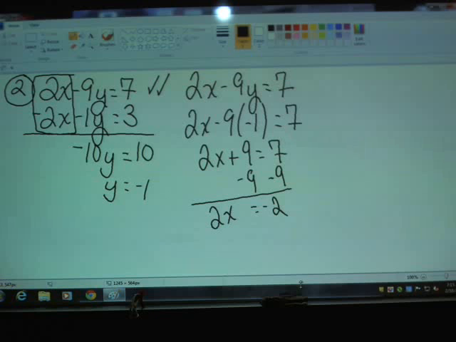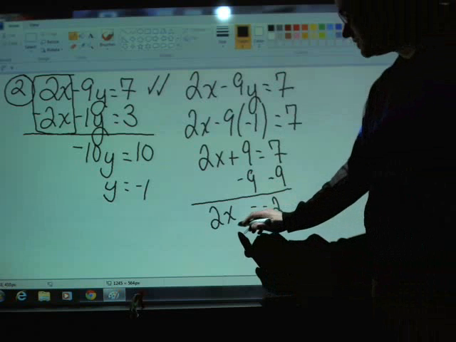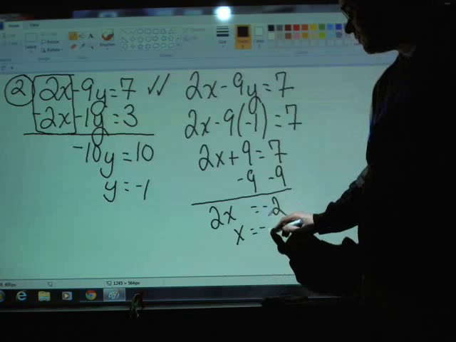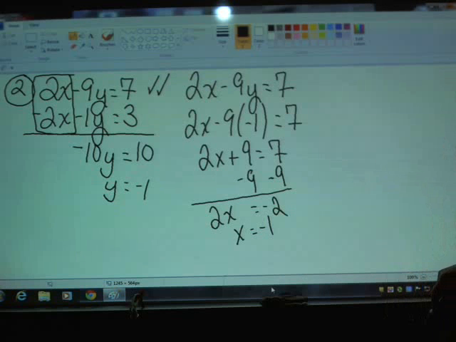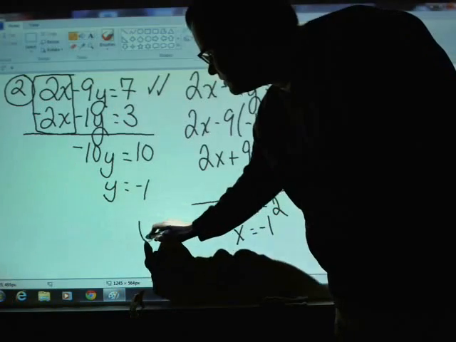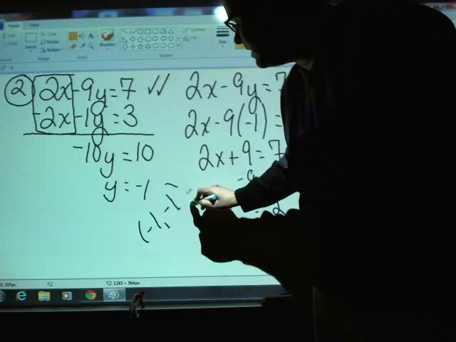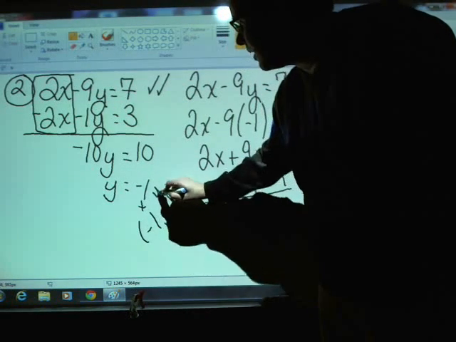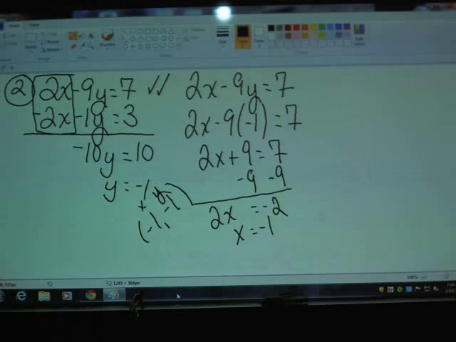2 times what number is negative 2? We know that 2 times negative 1 is negative 2. So x has to equal negative 1. There's my x, there's my y. Write my solutions, negative 1, comma, negative 1. Again, same way we've been writing solutions when we graphed and did substitution, x, comma, y, the way we always write a point. Kind of hard to screw up here, though, since they're both negative 1.